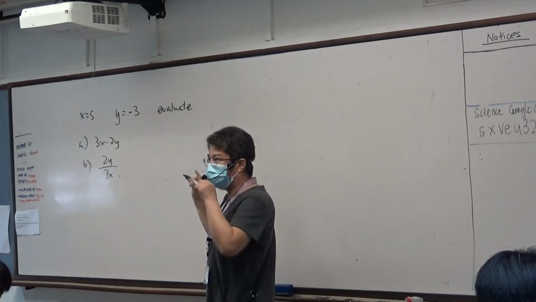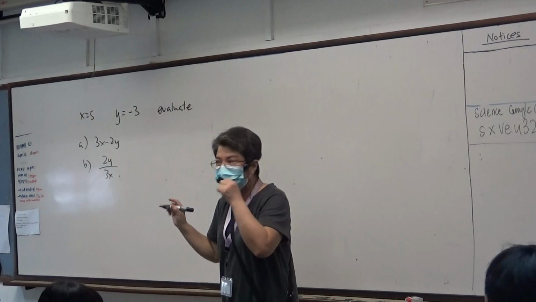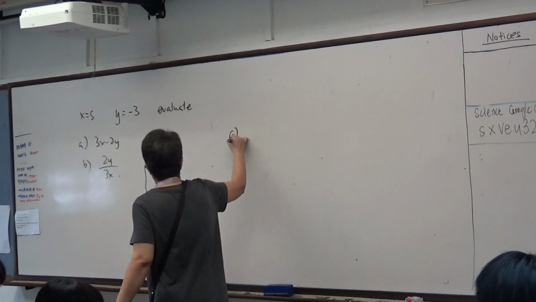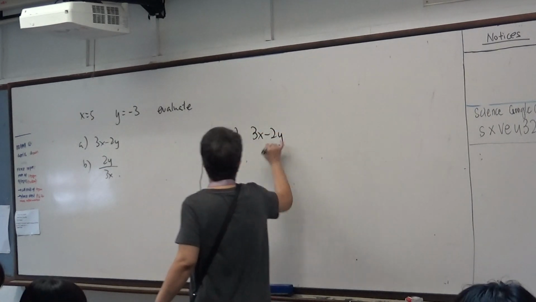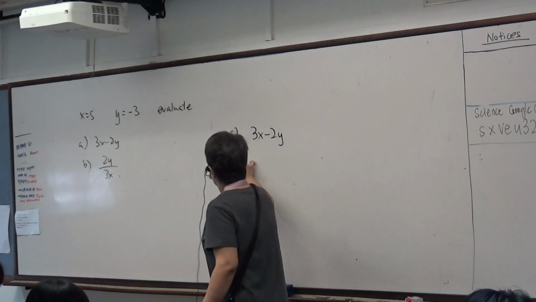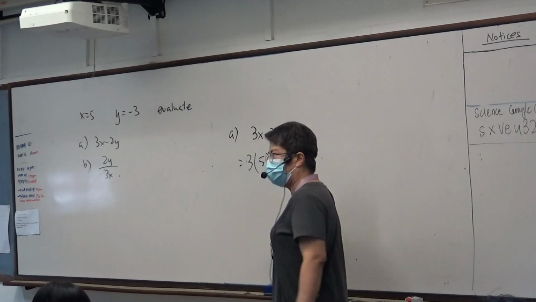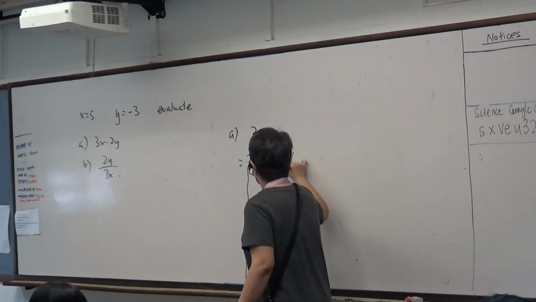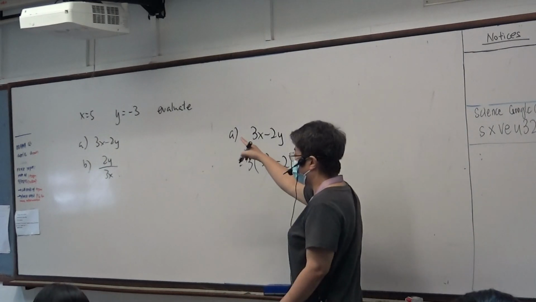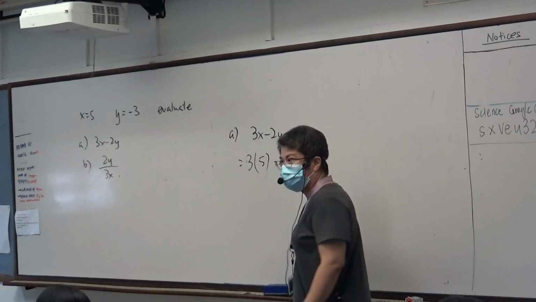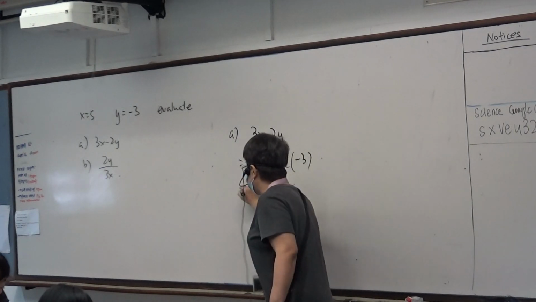Okay, everybody come here. You cannot just give me the answer, you must give me the working. You must write A, 3x minus 2y, right? So 3, what is my x? 5. You put brackets like that. Minus 2, what is my y? Negative 3, right?